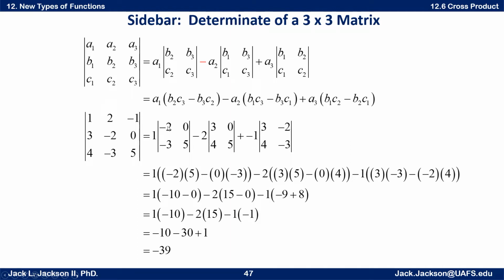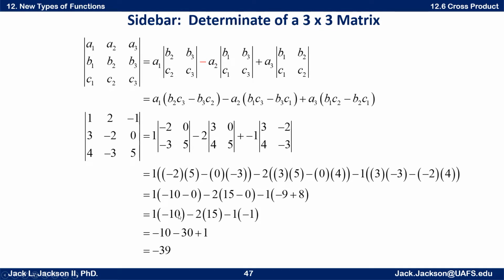So here we have -2 times 5 is -10, minus 0 times 3, that's 0, so -10 minus 0 is -10. Here we have 3 times 5, which is 15, minus 0 times 4, so that's 15 minus 0 is 15. And for the last one, we have 3 times -3 is -9, minus -2 times 4. -2 times 4 is -8, but the minus makes it plus 8. So -10 minus 0 is -10, 15 minus 0 is 15, and -9 plus 8 is -1.